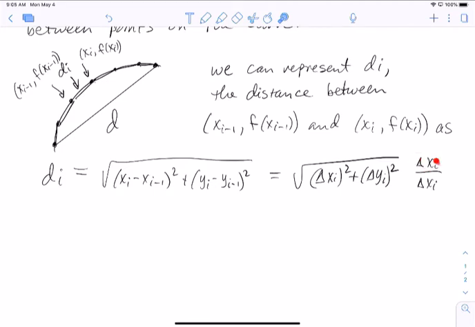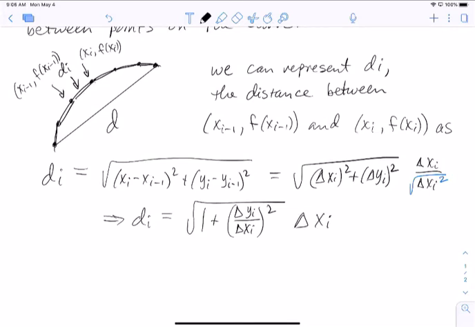What I want to do is keep the delta x sub i in the numerator outside of the square root, but for the delta x sub i in the denominator, I want that to go into the square root. They essentially have to be the same language, the square roots do. So I'm going to multiply in the numerator by delta x sub i, in the denominator delta x sub i squared, square rooted. Doing that, I can express d sub i as the square root of 1 plus delta y sub i over delta x sub i, the quantity squared, times delta x sub i outside of the square root.